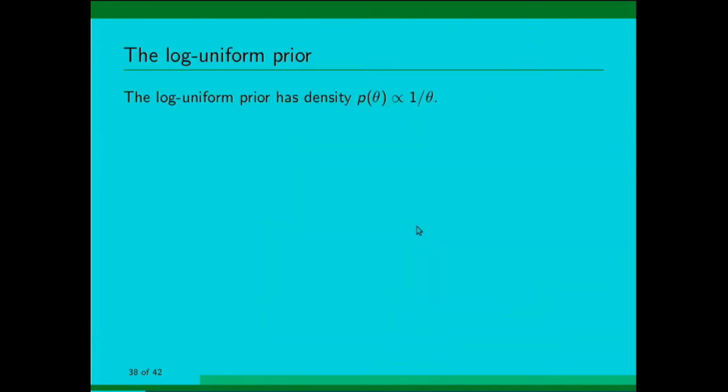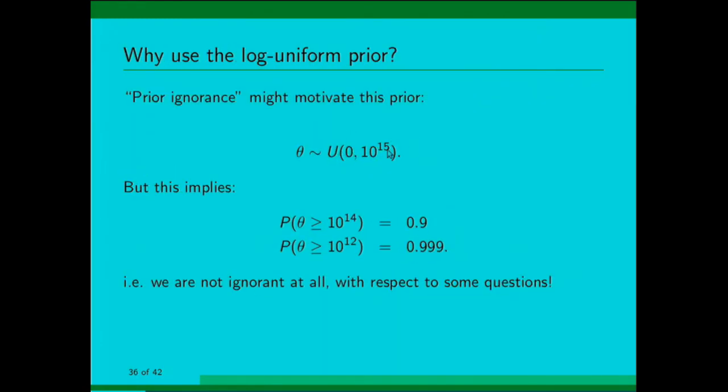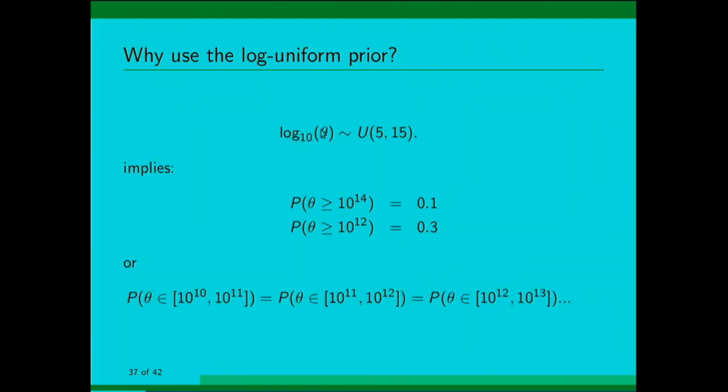So if we replace the uniform prior with the uniform prior for log theta, so we write log theta is uniform maybe from 5 to 15, then we can calculate some consequences of that by integrating it within any interval of possibilities, and we can get that the probability it's greater than 10 to the 14 is 0.1, or greater than or equal to 10 to the 12 is 0.3, and 0.1, 0.3, these are much more moderate numbers. They're a lot less sure of themselves. And the best property of this prior is that the probability of being between 10 to the 10 and 10 to the 11 is the same as 10 to the 11, 10 to the 12, same as 10 to the 12 and 10 to the 13, and so on.